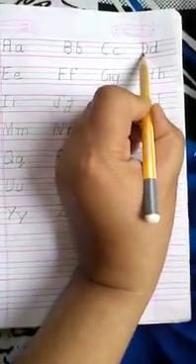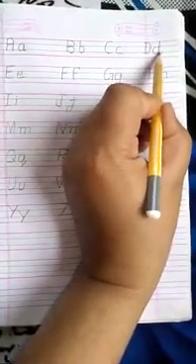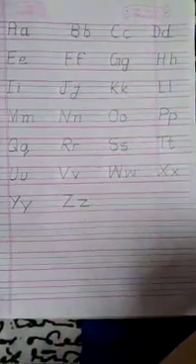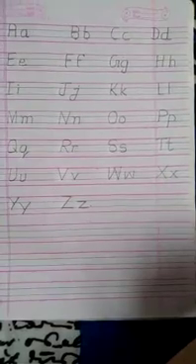This one is capital D and this one is a small d. And the sound of D is D. And D for dog. D for dog.